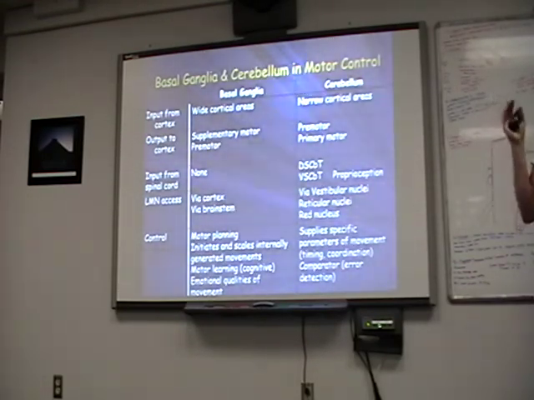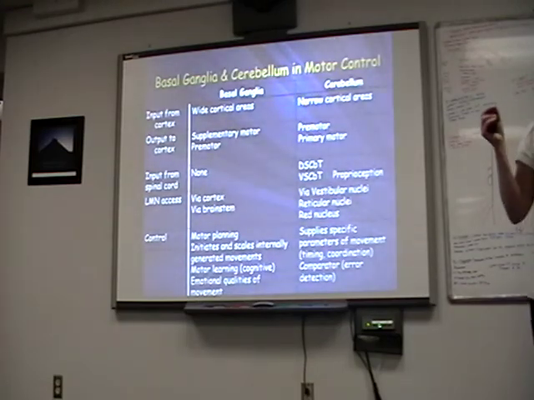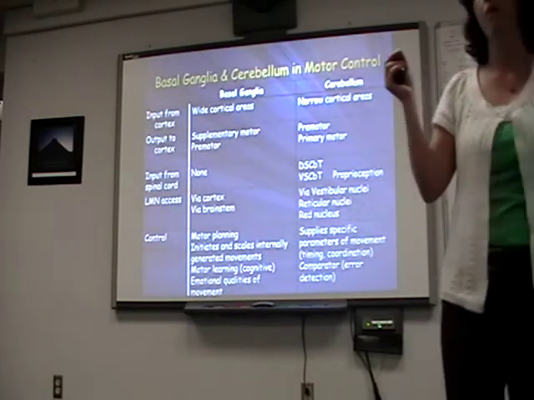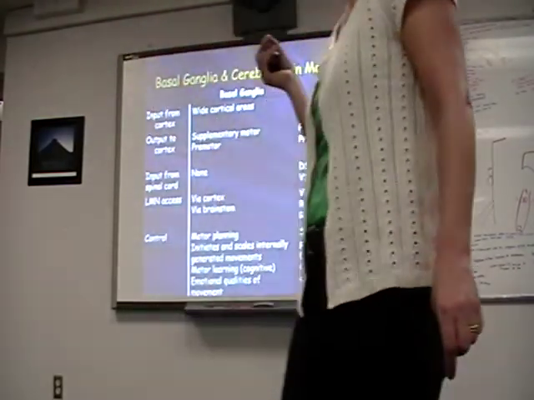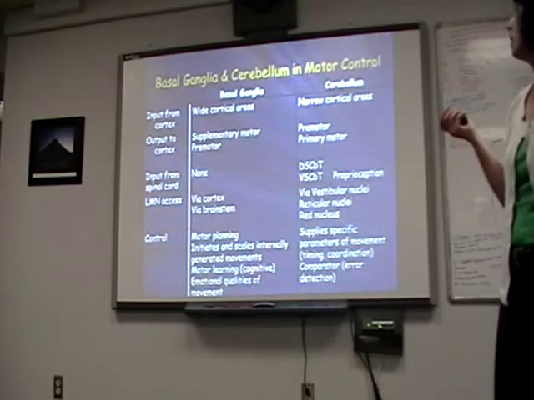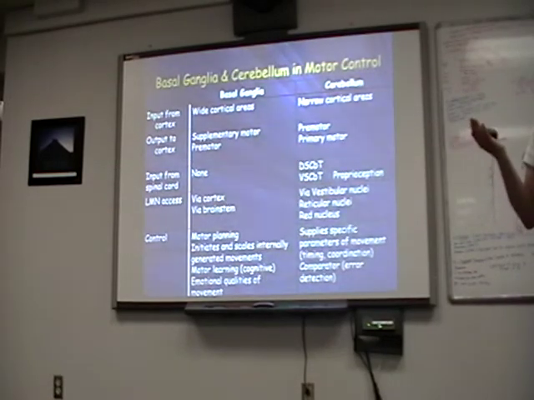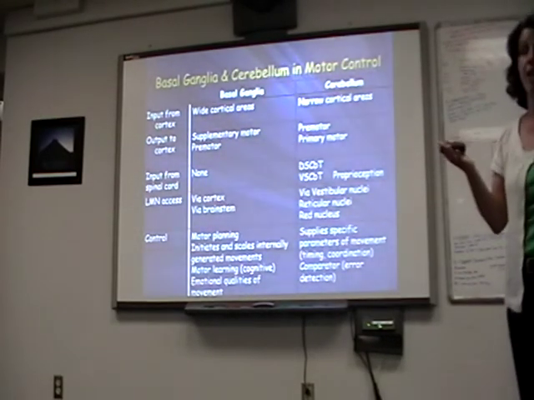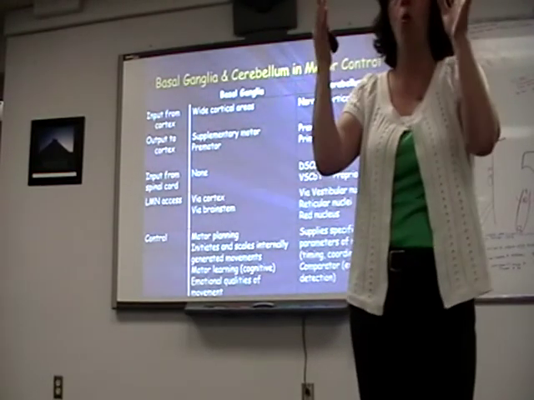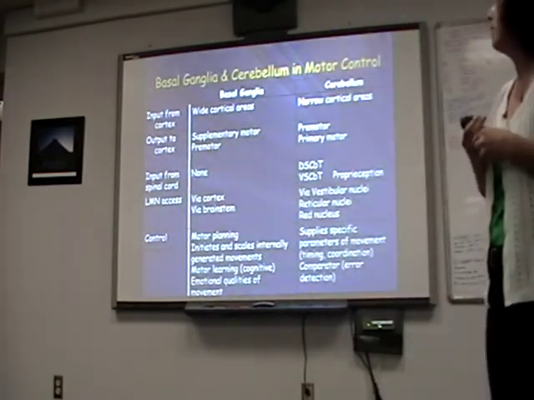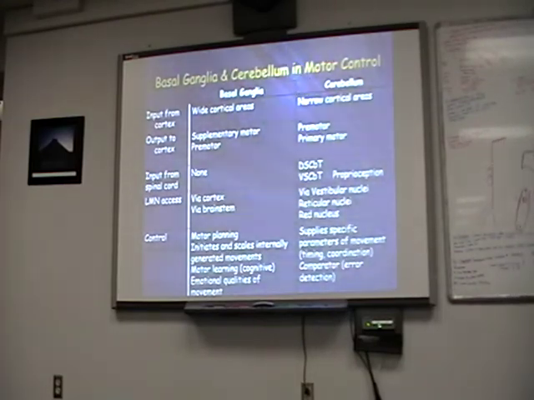The cerebellum is a very narrow cortical area. We're really talking about the premotor and the primary motor areas only. The basal ganglia will go to the supplementary. Remember, the supplementary is the area that's just the goal-oriented, not even the strategy, just the goal. So that's why we have a much more wide cortical influence.